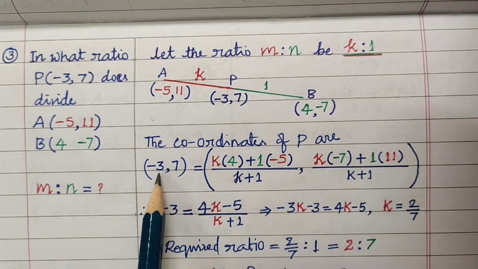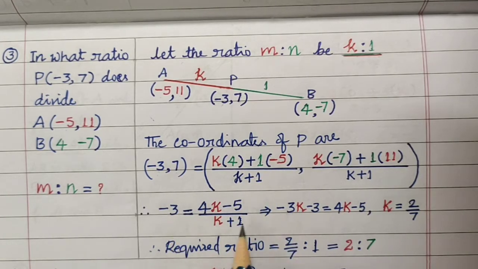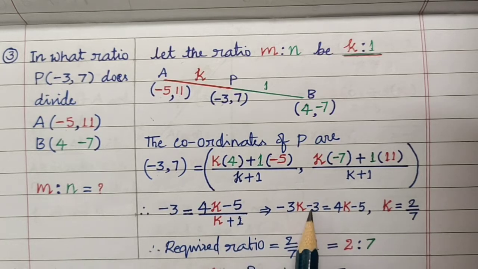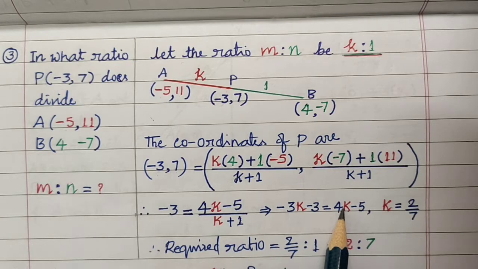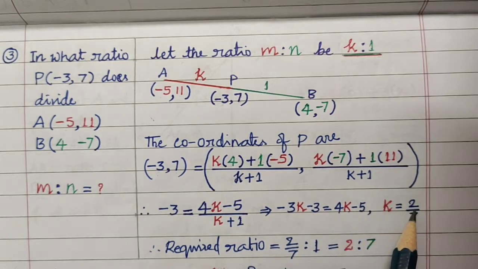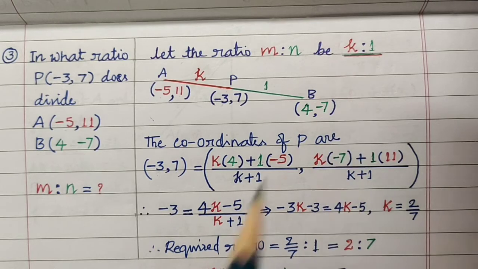We know the value of x, that is minus 3 is equal to 4k minus 5 divided by k plus 1. Cross multiplying we get minus 3k minus 3 is equal to 4k minus 5. After solving for k, this goes this side, 7k is equal to, this comes this side, 5 minus 3 is 2, k is equal to 2 by 7. We have found out k as 2 by 7.